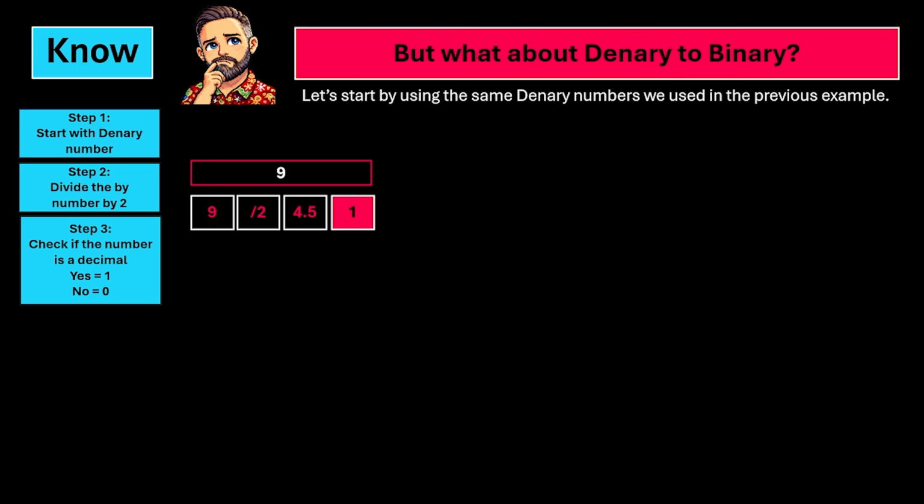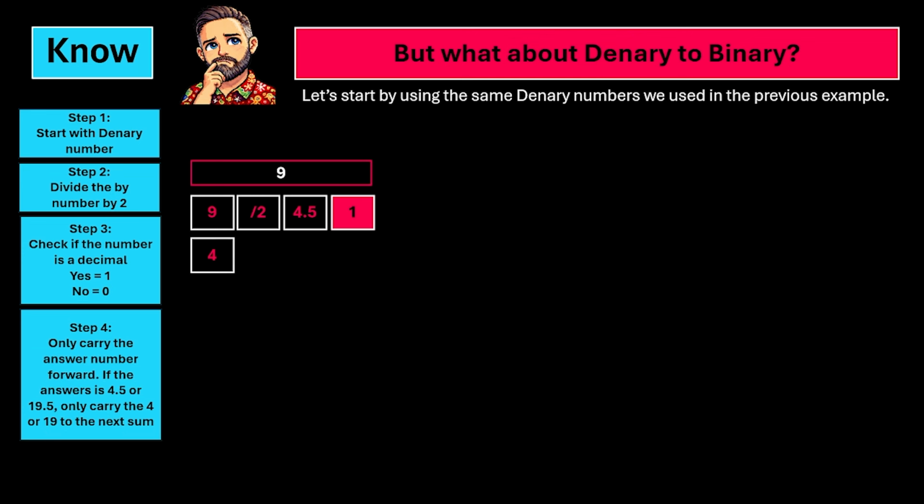Next up, we're then going to carry forward only the whole number. We do not carry forward the decimal. So we take the 4 and we leave the 4.5 behind in the void. We do not need the 0.5. So we're going to take the 4, divide it by 2. That leaves us with 2. And is that a decimal? If the answer is yes, it would be a 1. But the answer is no. So we place a 0.